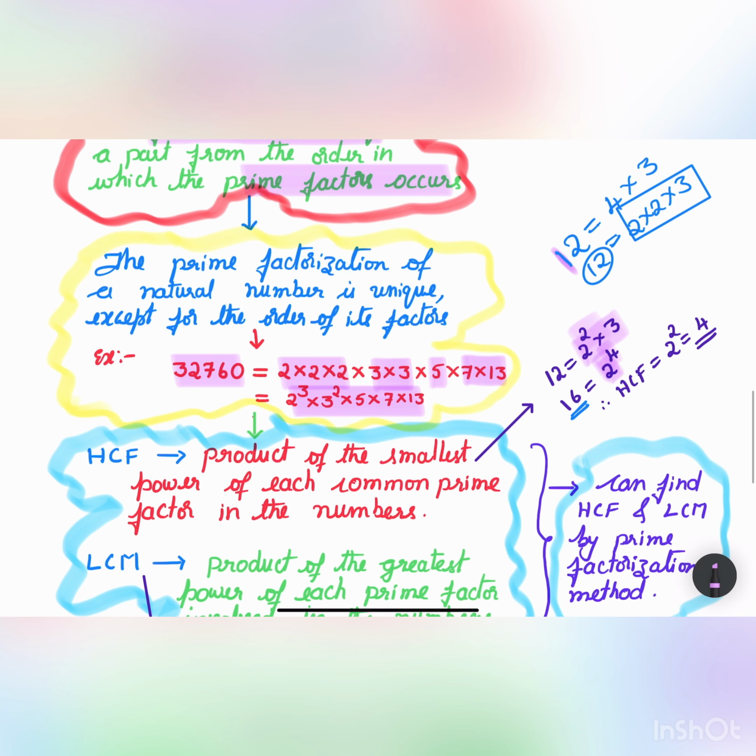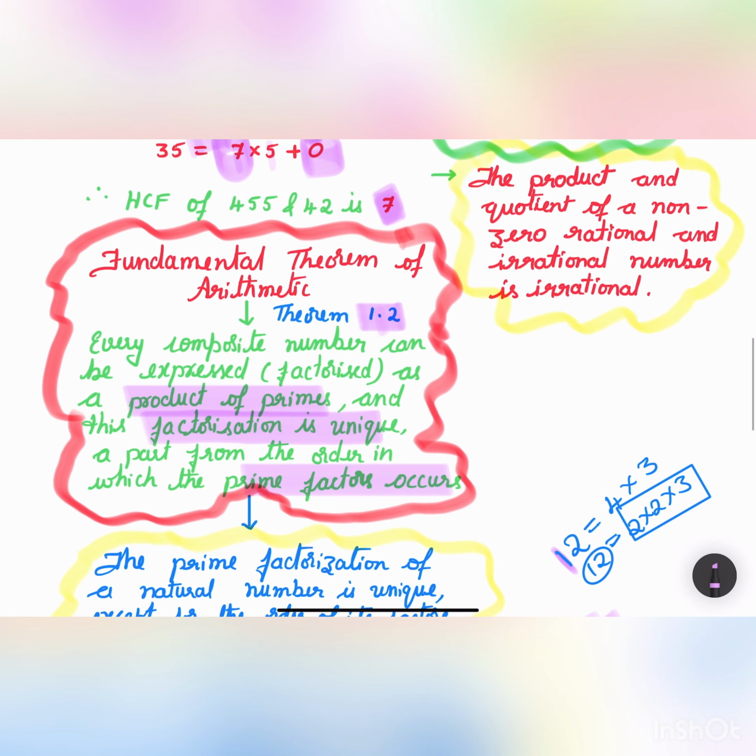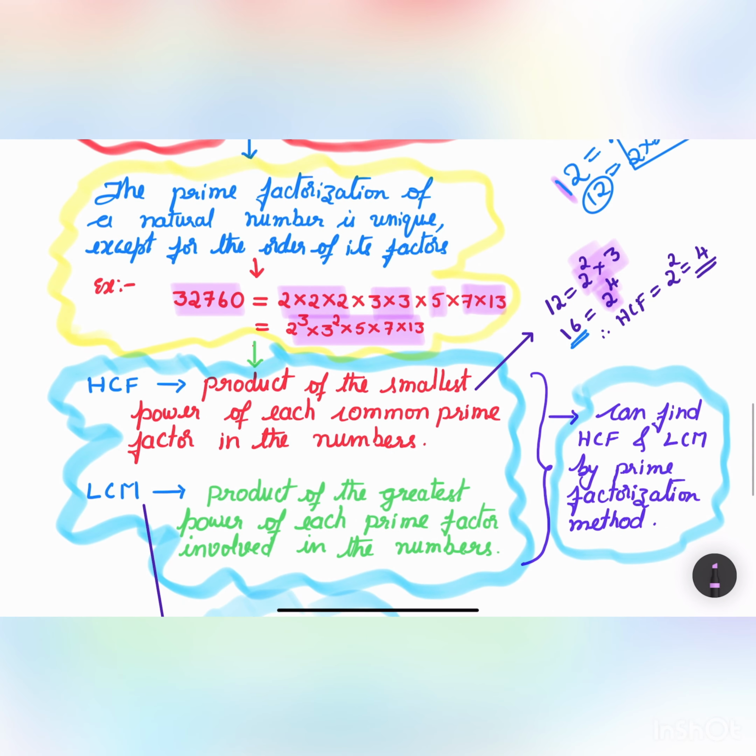Now, as I said, from the prime factors we can also find out the HCF. So let us take a look at what HCF is. HCF is nothing but the product of the smallest power of each common prime factor in the numbers. Let us take the example of 12. 12 can be written as 2 square into 3. 16 can be written as 2 power 4. Now in these two numbers, the smallest power is 2 power 2, and that is the HCF. HCF is nothing but 4 for 12 and 16.